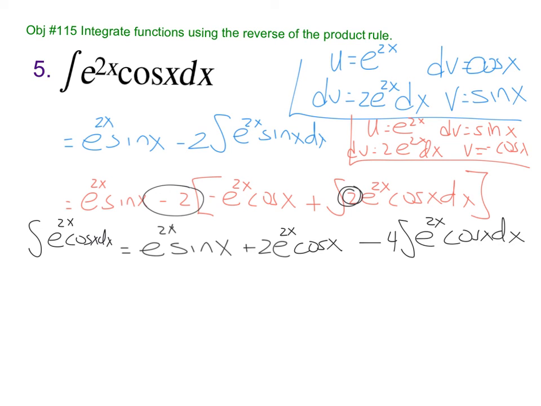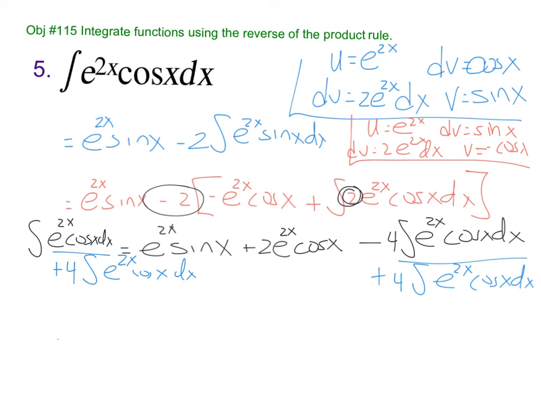So now I have the same thing on both sides. I have this integral. I'm going to add on both sides plus 4 times the integral. My handwriting is so terrible on those. All right, so we end up with 5 times the integral equals the stuff. I'm going to skip that because I'm being lazy.